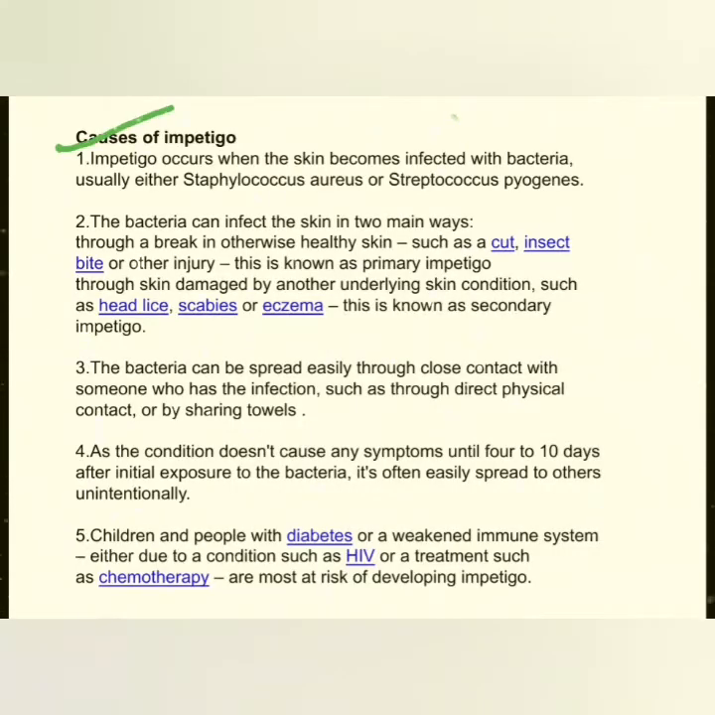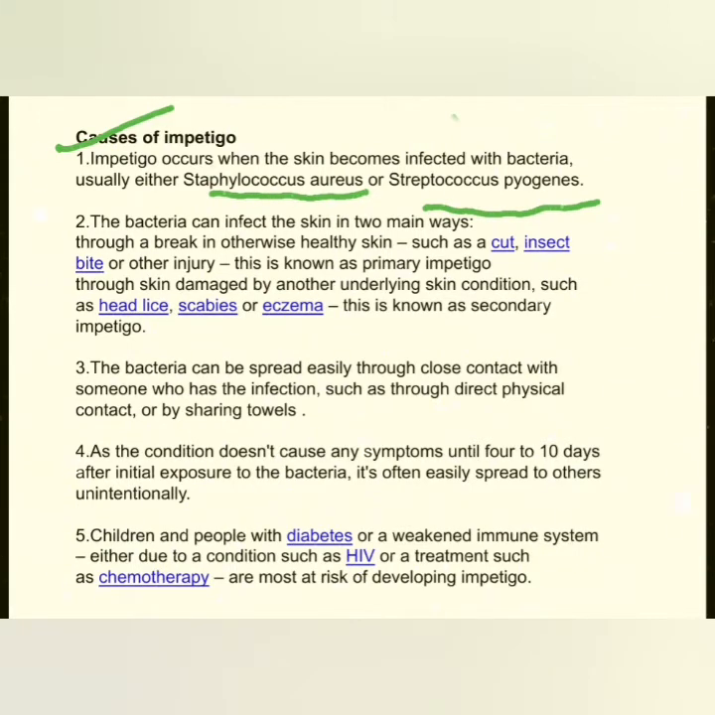Let's look at the causes of impetigo. Impetigo occurs when the skin becomes infected with bacteria, usually Staphylococcus aureus and Streptococcus pyogenes. The bacteria can infect the skin in two ways: through a break in otherwise healthy skin, such as a cut, insect bite or any other injury, which is known as primary impetigo; or through skin damaged by other underlying skin conditions such as head lice, scabies or eczema, which is secondary impetigo.